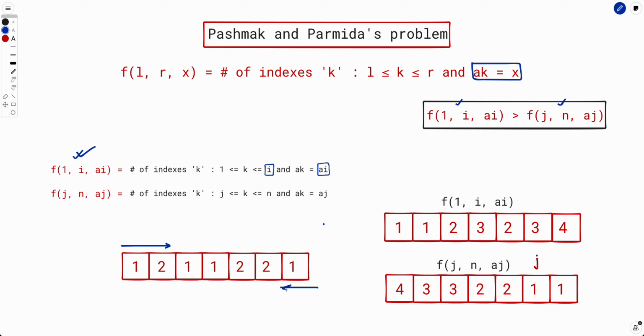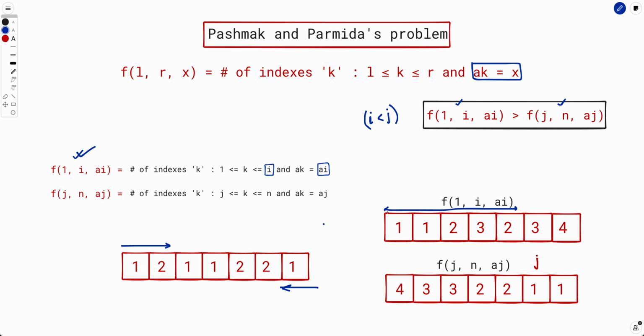Once you have these two arrays with you, notice that the original problem was to count the number of pairs ij such that i is less than j, and f1iai is greater than fj and aj, right? So let's say j is this. You have to figure out the number of i's which are less than j. First of all, i can be anything in this range, right?